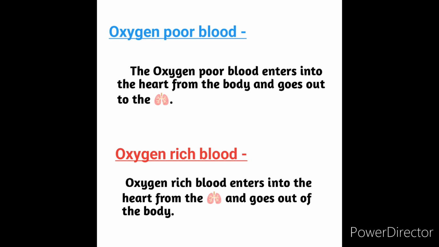We will discuss this in the circulation diagram. Next, oxygen-rich blood. Oxygen-rich blood enters into the heart from the lungs. After deoxygenated blood enters into the lungs, the lungs purify the blood. That means deoxygenated blood becomes oxygenated blood in the lungs, and then the whole body receives oxygen-rich blood.